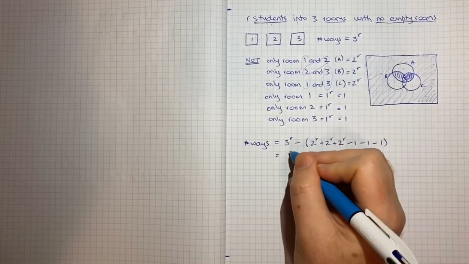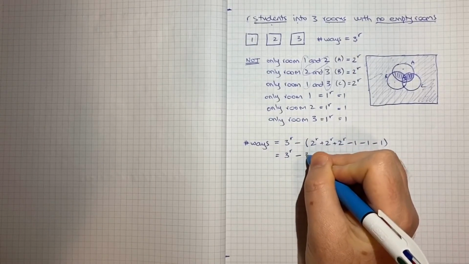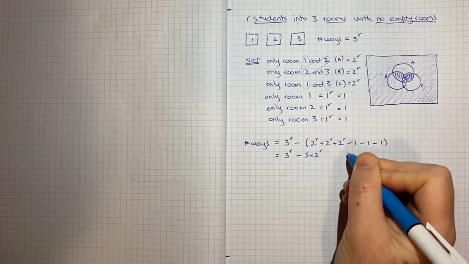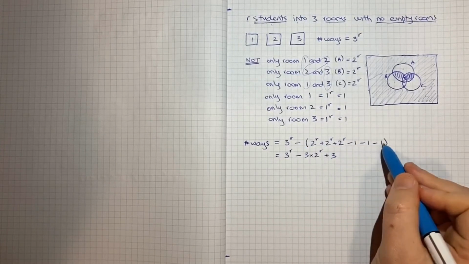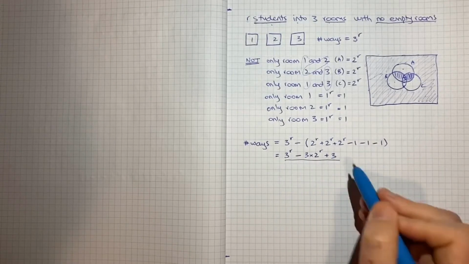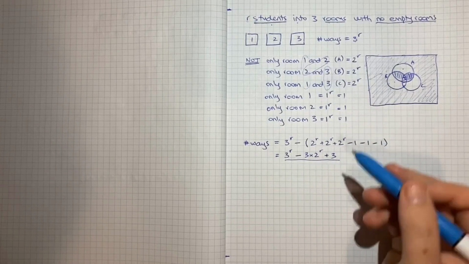We can simplify that a little, which gives us 3 to the power of r minus 3 times 2 to the power of r plus 3, because it's minus of the minus 3. And that there is the answer. Well, that is the solution to this question.